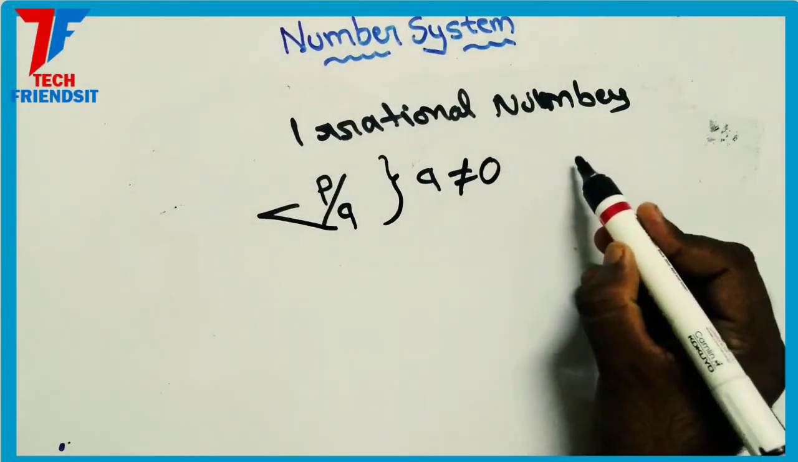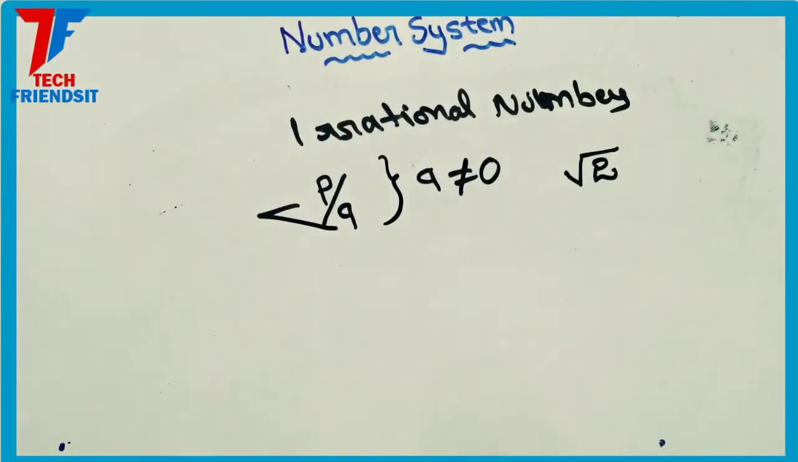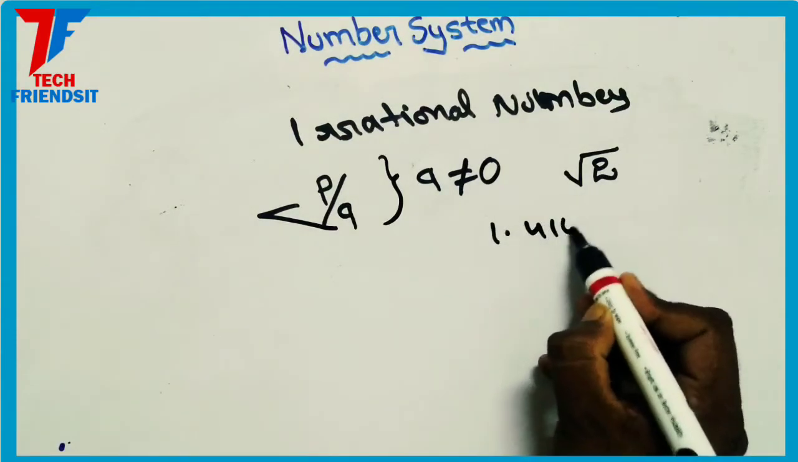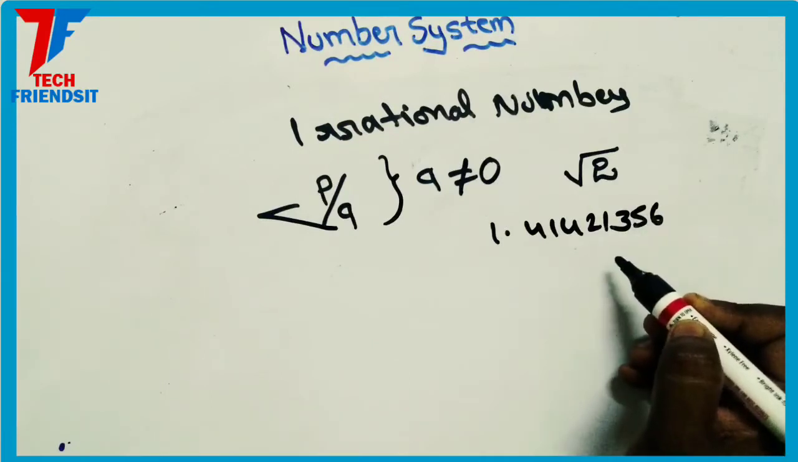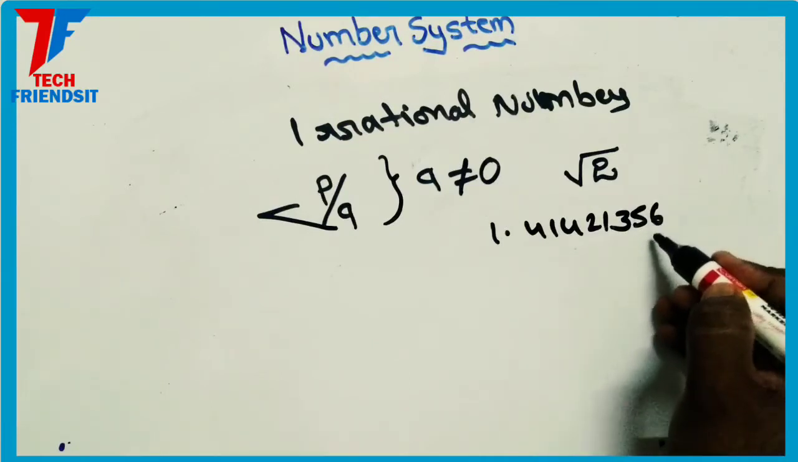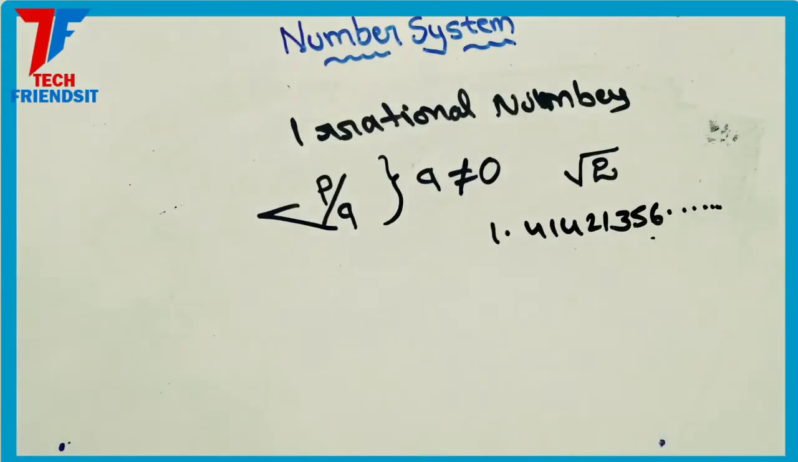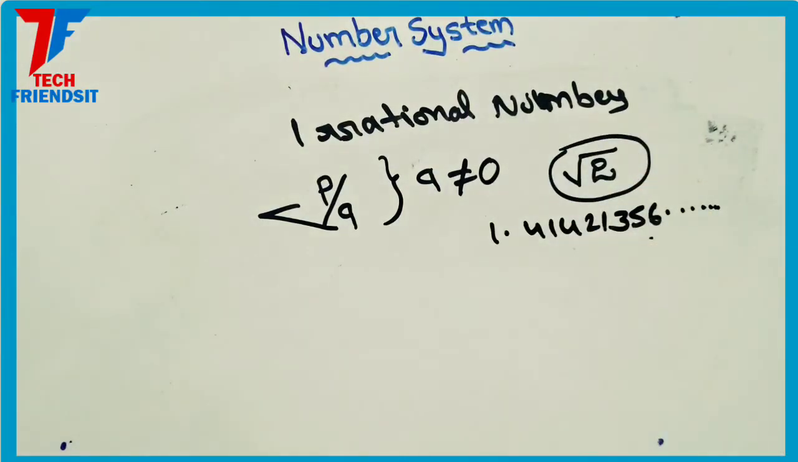Let's say root 2. What is the root 2 value? You know that it is 1.41421356. Is it ending here? No, it will not end. So that's why this is called irrational numbers.